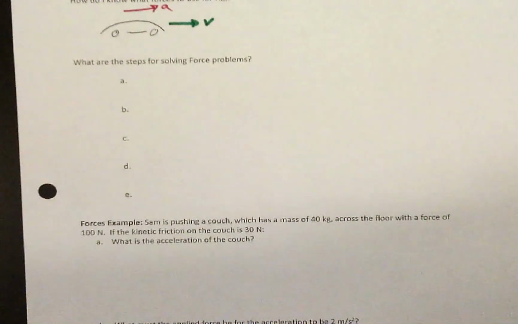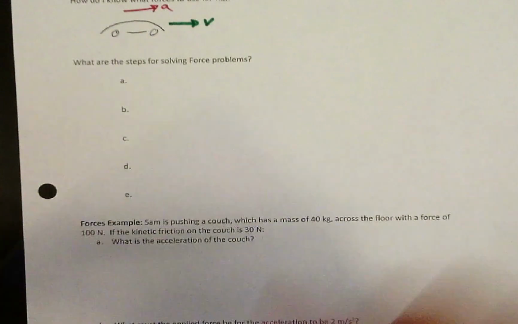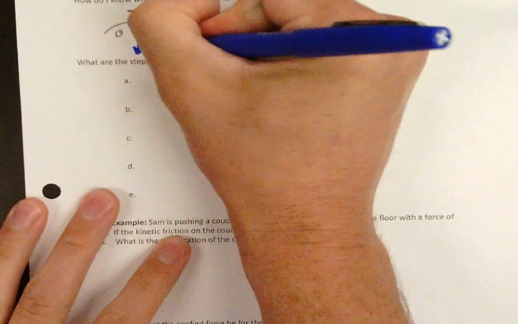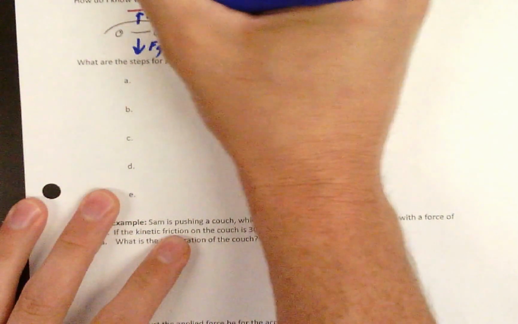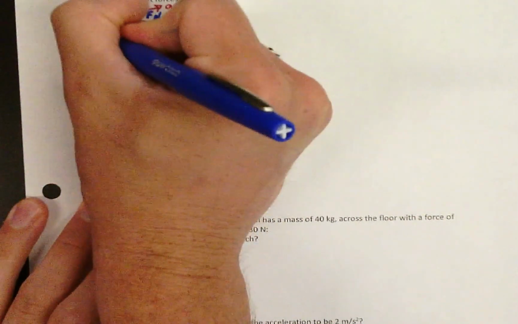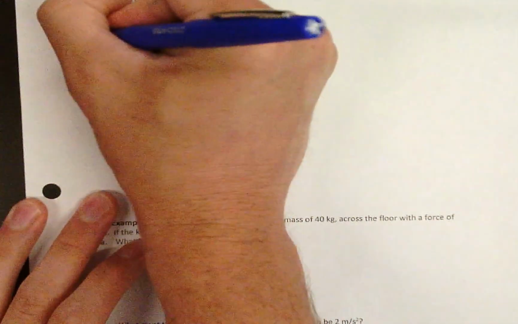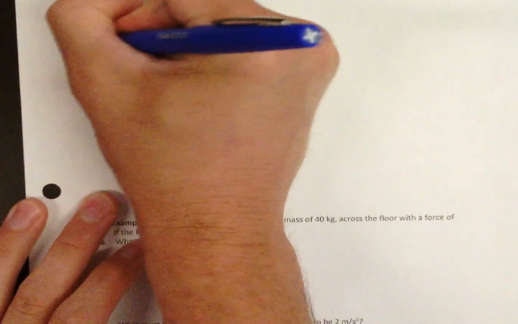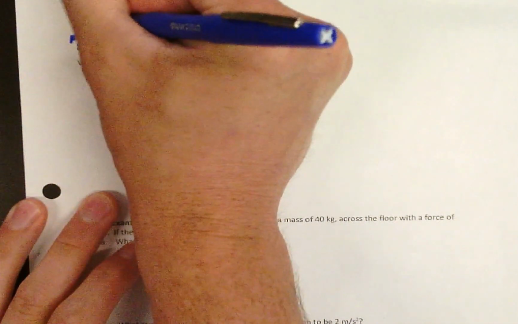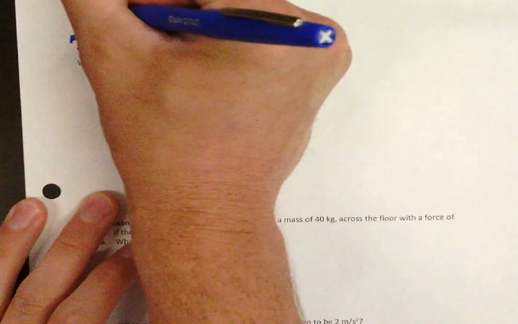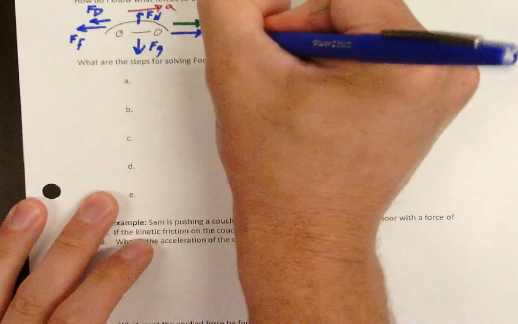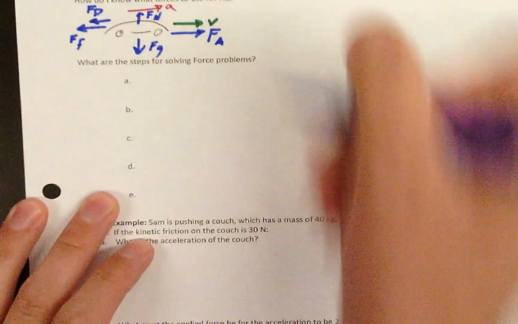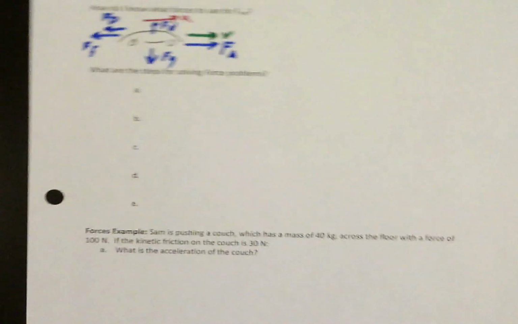And the forces acting on it are gravity down, normal up, friction to the left. There is air resistance too, so if you wanted to add in drag, you could add in drag too. And then an applied force forward. Okay, so there's my forces.